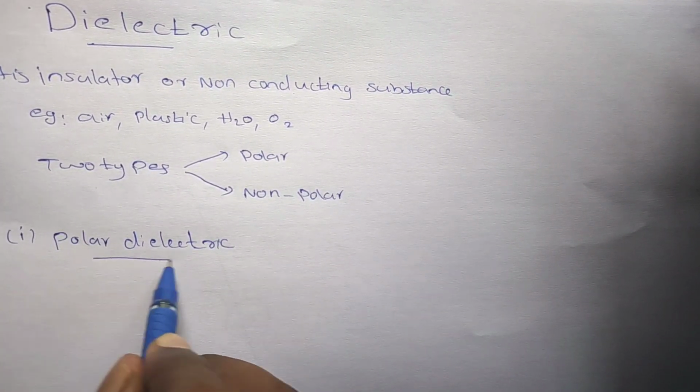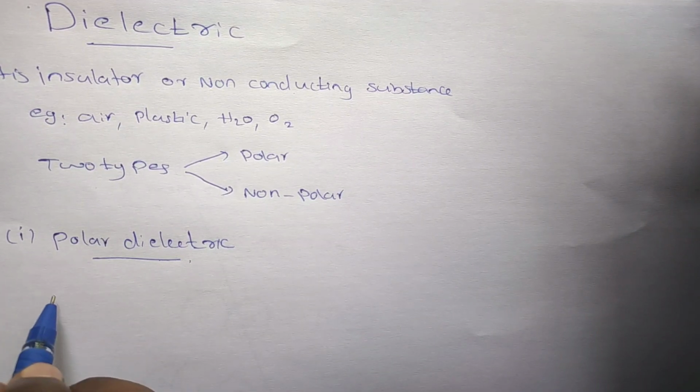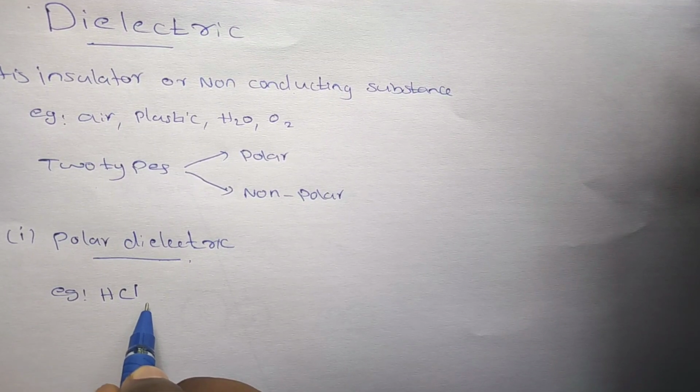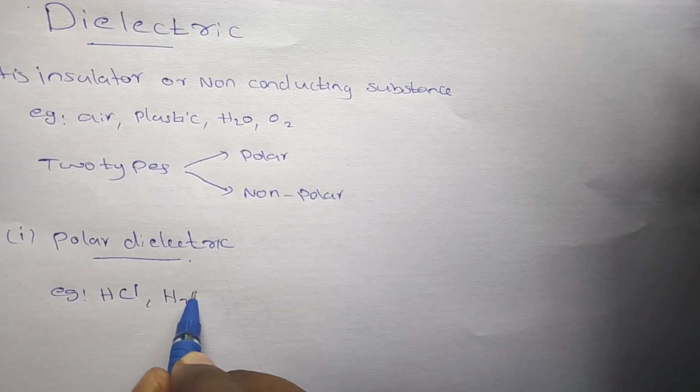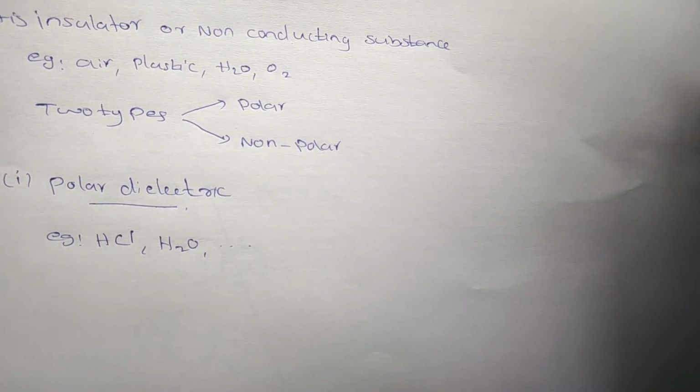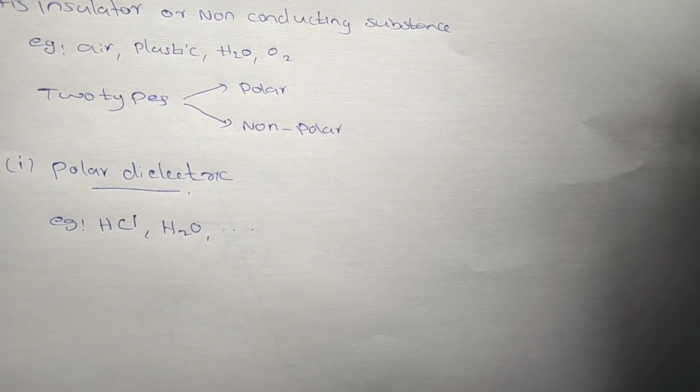So for polar dielectric, the examples we consider are HCl and H2O, and some other examples also. We will be discussing HCl and H2O. Then we will discuss the nature of the polar molecule. Okay. So here we will draw the molecular arrangement of HCl. So here you see the size of the chlorine. First of all, I am going to talk about HCl.